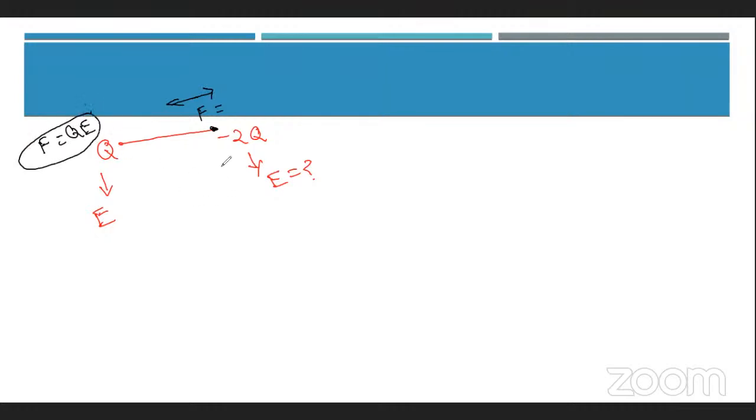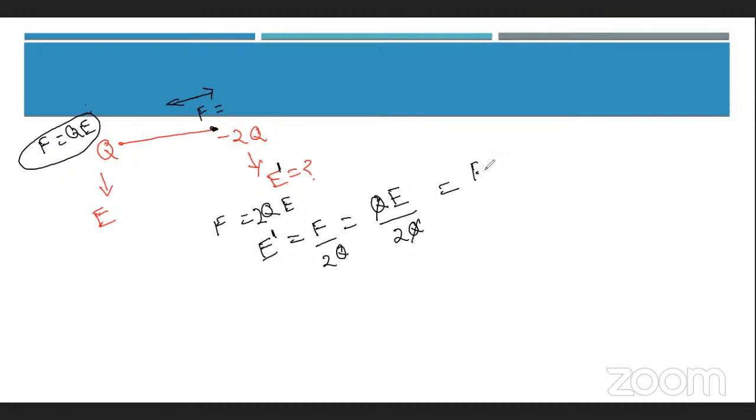But what will happen here, as here F is equal to QE, in this case the charge becomes 2Q, so this will become 2QE. So the electric field will become F by 2Q, where F in the first case we got as QE. Assume it is E dash over here. So E dash will become F by 2Q, which will be QE upon 2Q. So this gets cancelled. So it will be E upon 2.